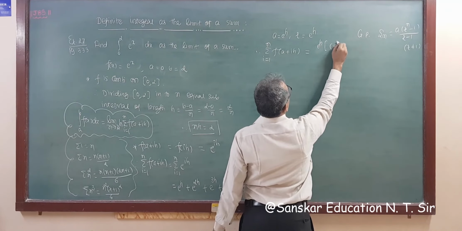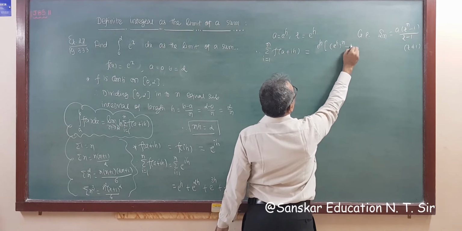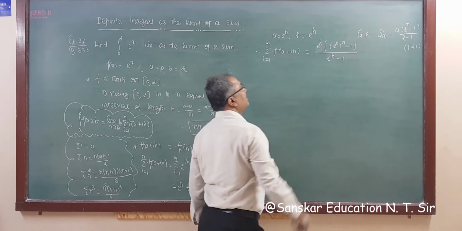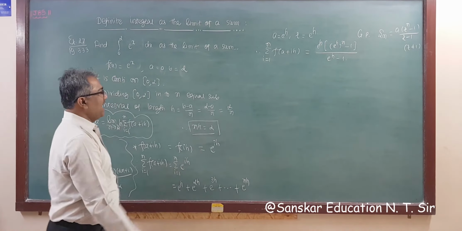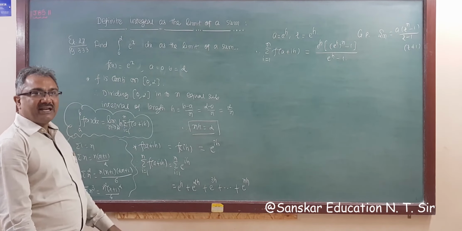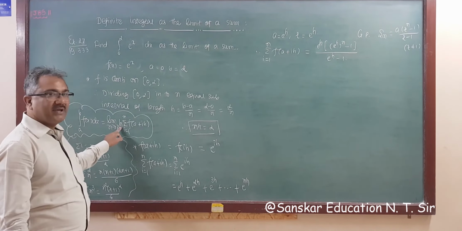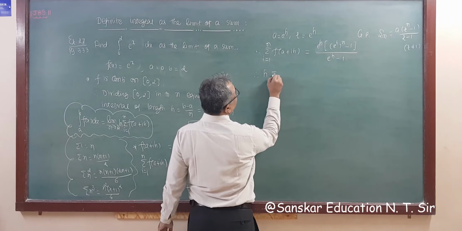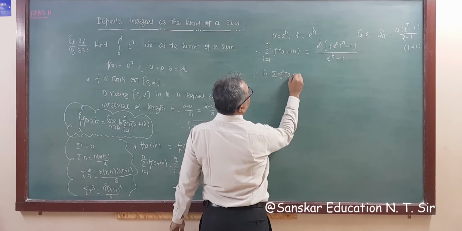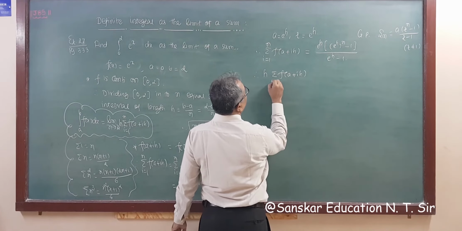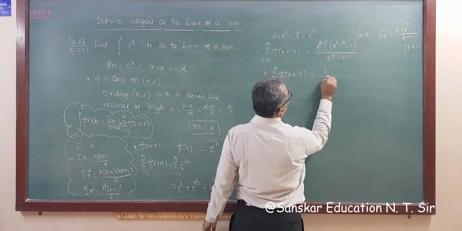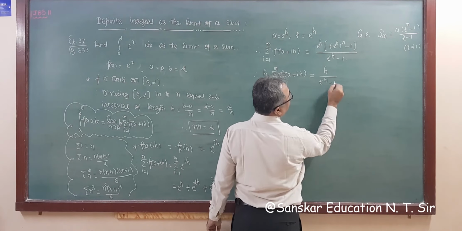R is e raised to h whole raised to n minus 1 upon e raised to h minus 1. So this is your sigma f of a plus ih. Now next step, as usual, we have to multiply by h. So multiplying by h into sigma f of a plus ih, i running from 1 to n, is equal to h into e raised to h minus 1.